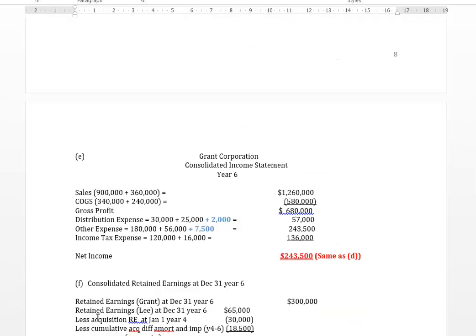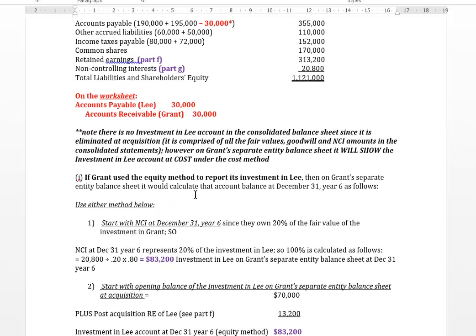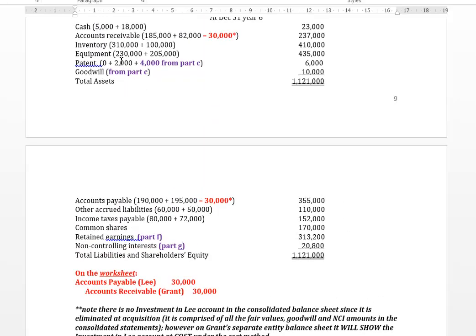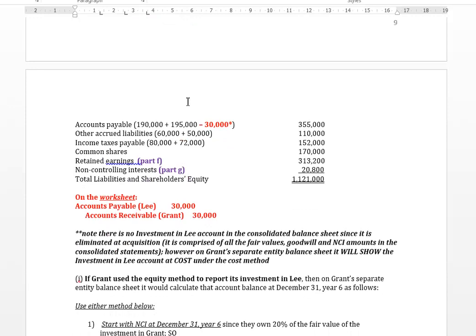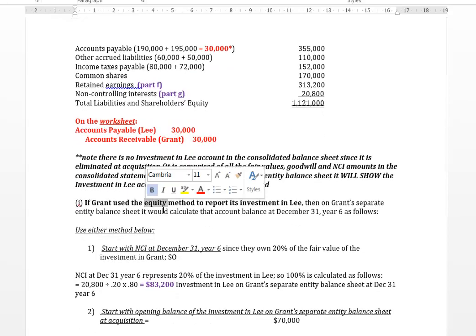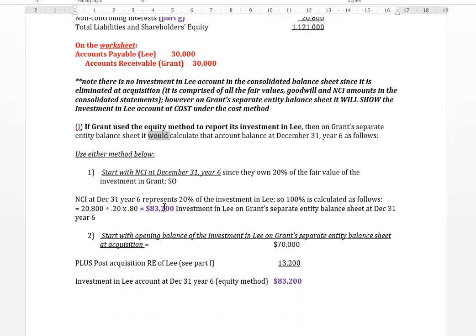So now, if we go back to the balance sheet, that's again why you don't see anything here in the investment in Lee account in the assets section. So this concludes part 2 of our video. For the third part, it'll be a shorter video, but it'll go through some elements of the equity method so we can get an idea of how the investment in Lee would look different than it does on the cost method if we were to use the equity method.